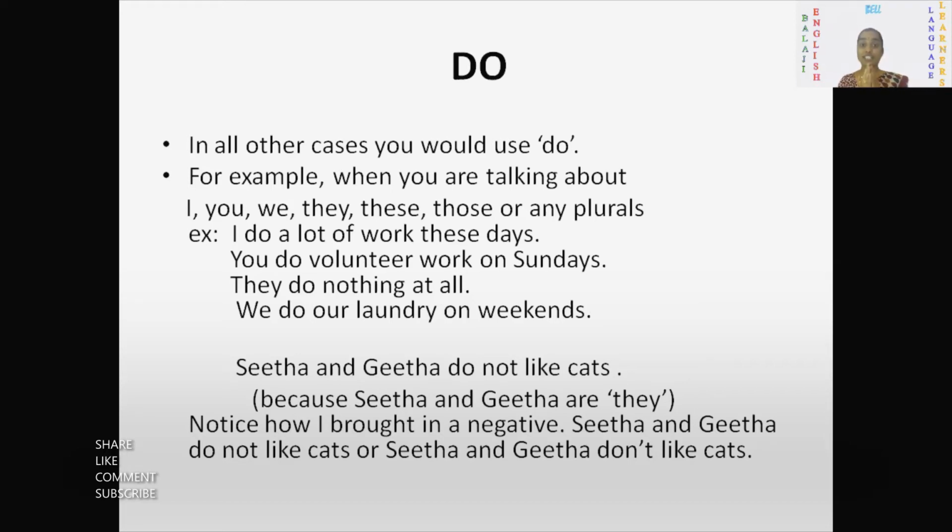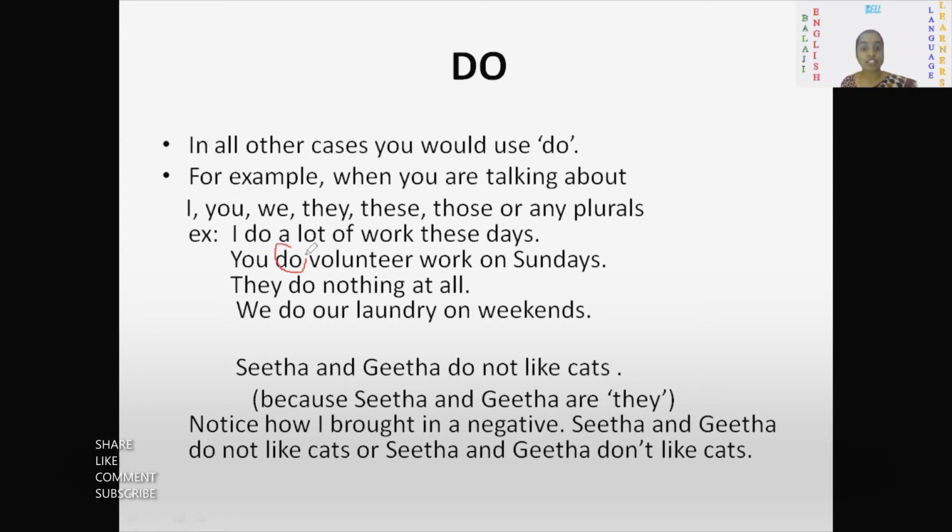For example, when you are talking about subjects like I, you, we, they, those, these, or any other plural forms, you can use do. And it should not be a third person singular form. Think again. Just now I told you in the previous slide, just connect it to the next slide. For example, I give you the sentence: I do a lot of work these days.